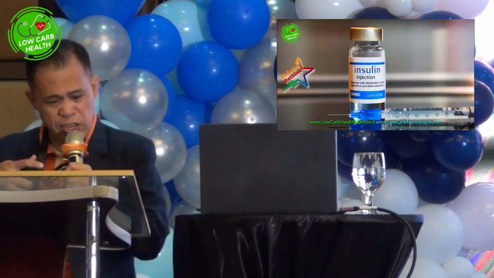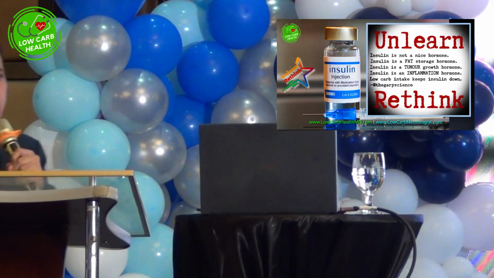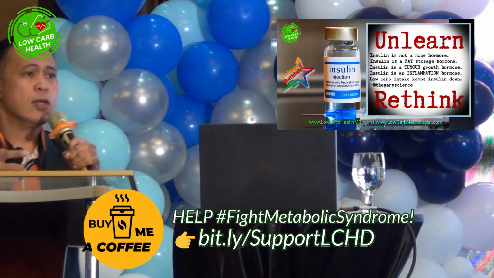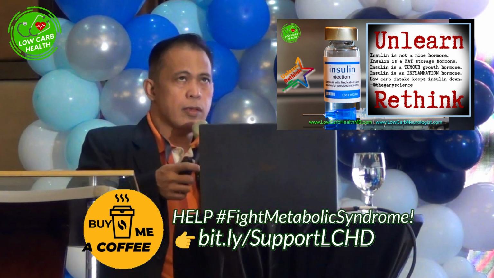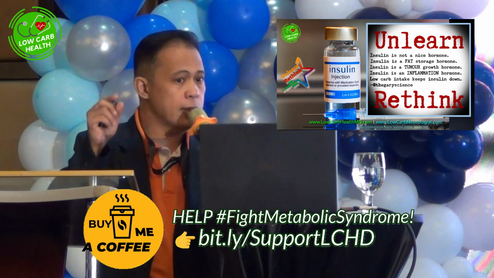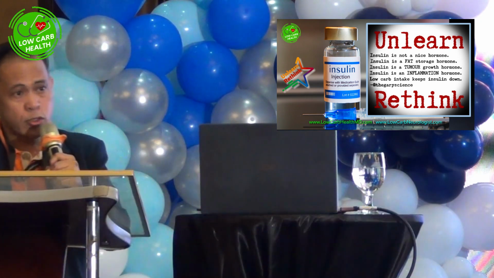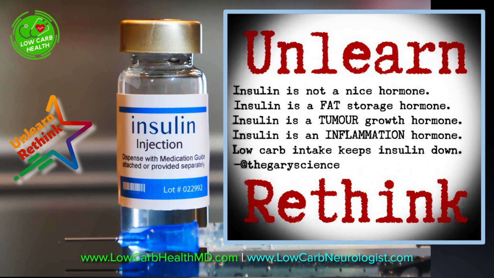So I'm showing you this because we need to rethink and learn what we have known about insulin in the mainstream, because insulin overall is not totally a nice hormone. It promotes the storage of fat. It promotes tumor growth also. It is an inflammatory hormone. So when you avoid high carbohydrate intake, you tend to keep your insulin down and you avoid the manifestations of insulin resistance.